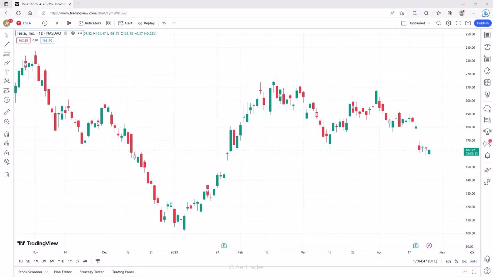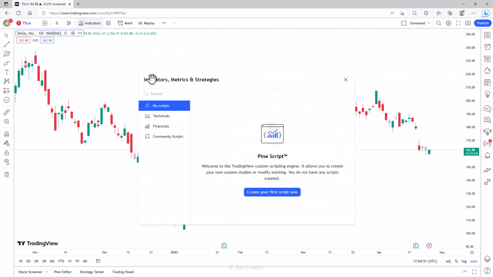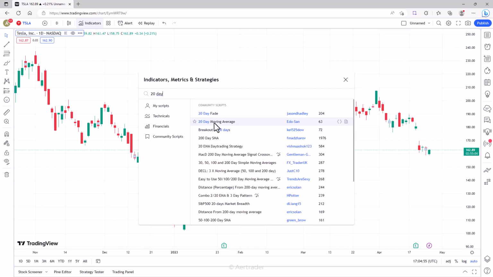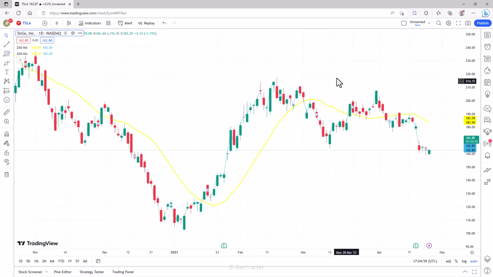Let's take a look at a moving average plotted on the chart. Let's click on the Indicators button. Let's type in 20-day and select the 20-day moving average. Here we have a 20-day moving average plotted on a candlestick chart. The 20-day moving average is represented by this yellow line.